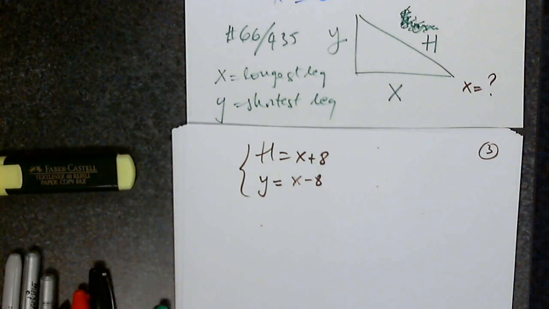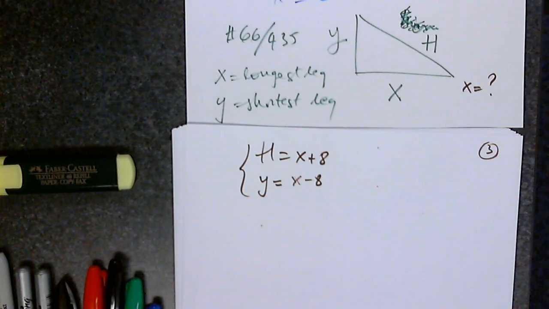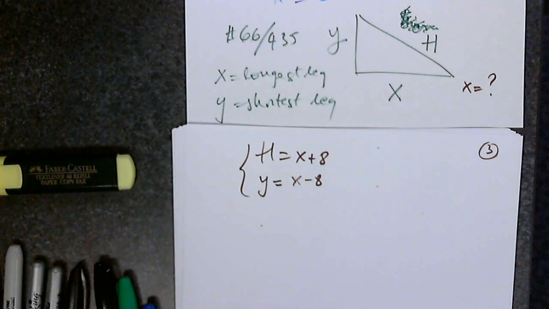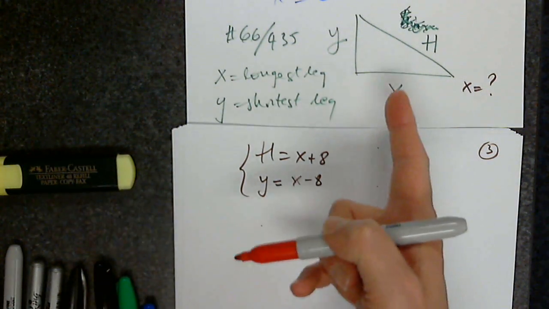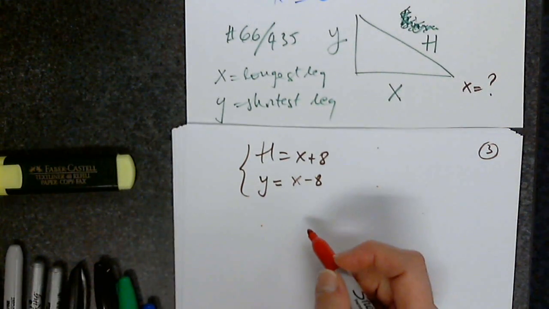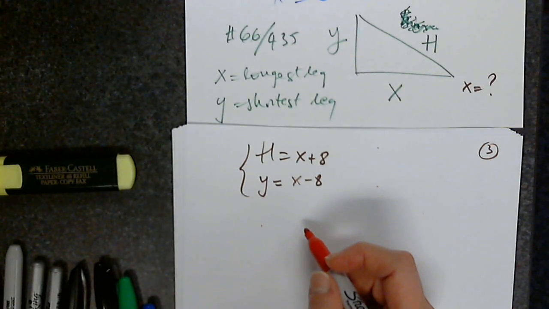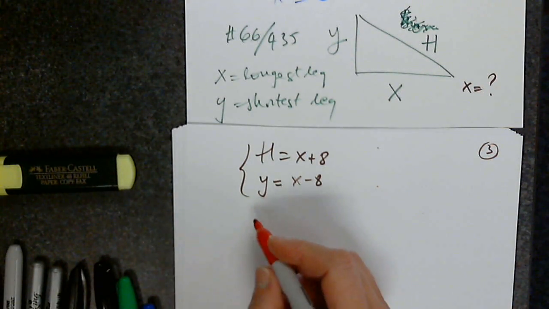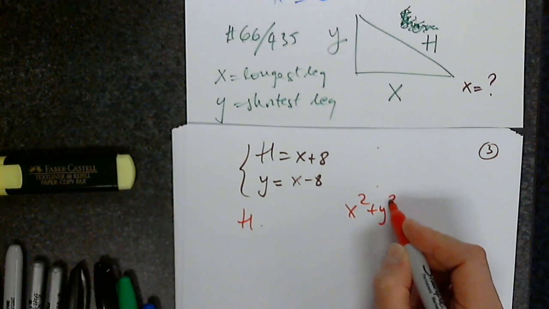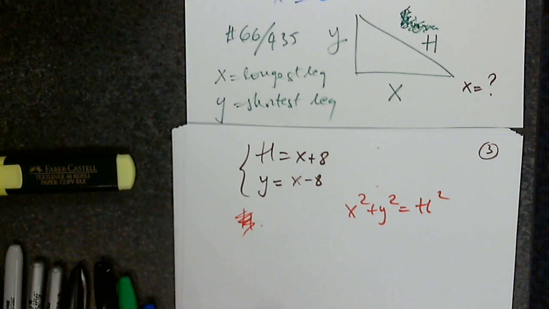So what happens in a right triangle? There's something very popular that we can apply in a right triangle. What is it? The Pythagorean theorem. So how do I write it, based on the letters I have? X squared plus Y squared equals H squared. That's it. Perfect.